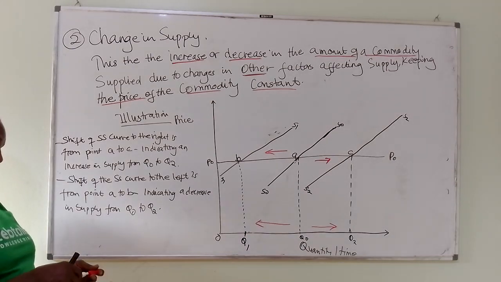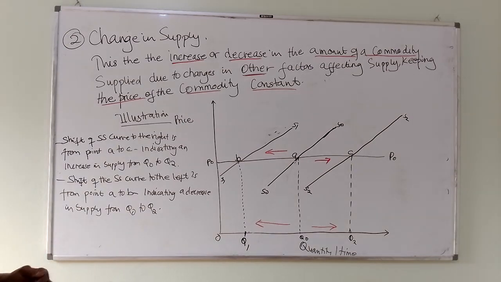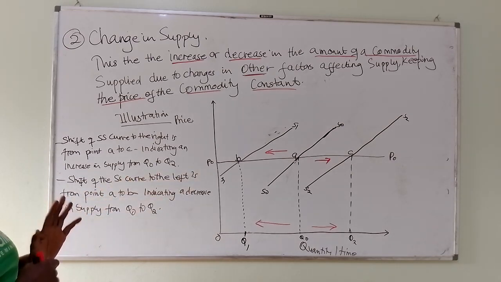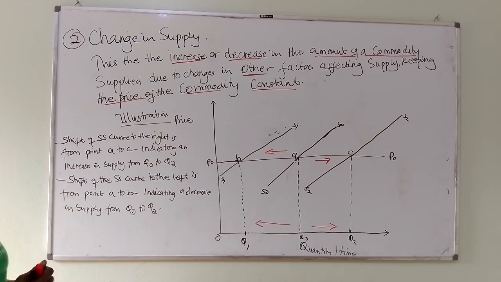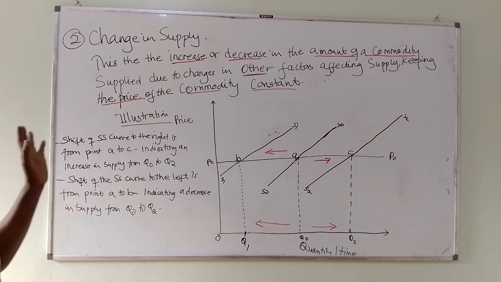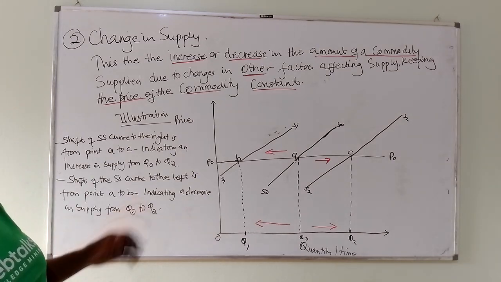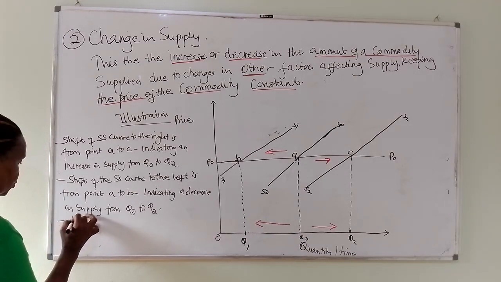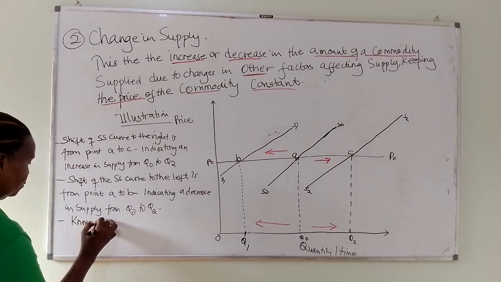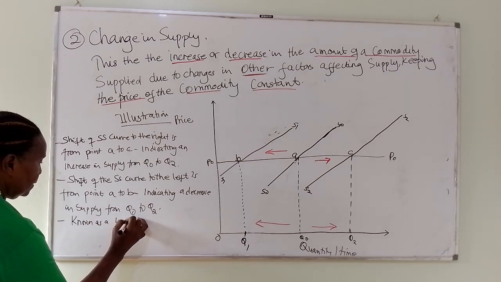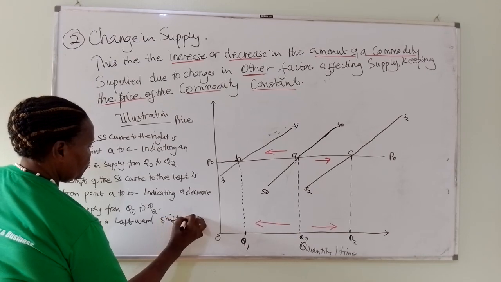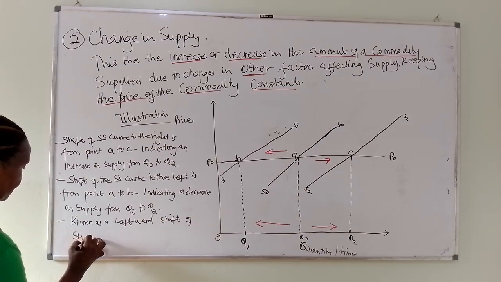breakdown in the technology, breakdown in the infrastructure. So all these being negative and unfavorable are responsible for a decline or a decrease in supply. Yet whenever all those other factors are favorable, they account for an increase in supply. And we call this one leftward shift, also known as leftward shift of supply curve.